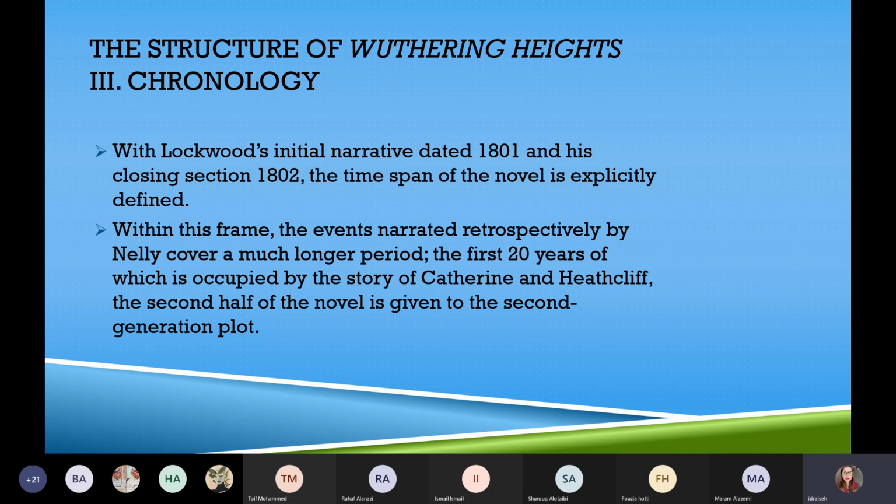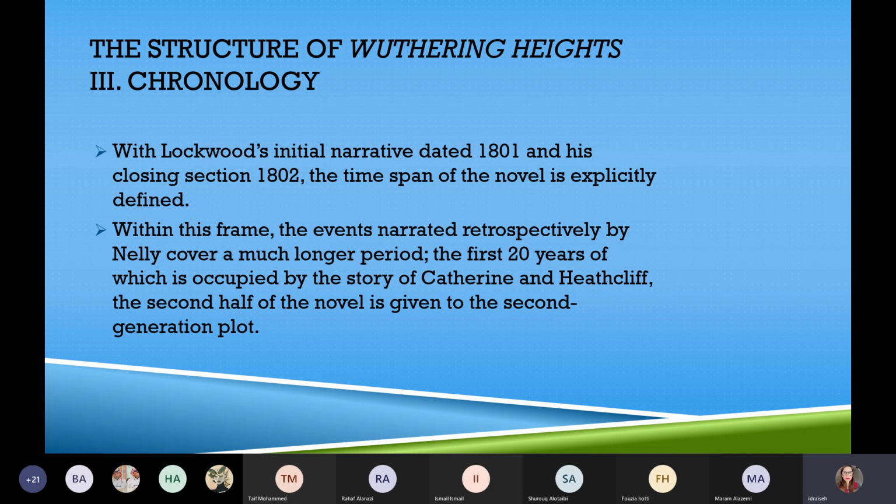Now, more about the structure and the chronology. Like I said, within this frame, the events are narrated by the narrators. We have Nelly, who covers more than 20 years, and then we have the rest of the story by Heathcliff, and the one occupied by Heathcliff and Catherine happens over the second half of the novel. So we have two plots in the novel.